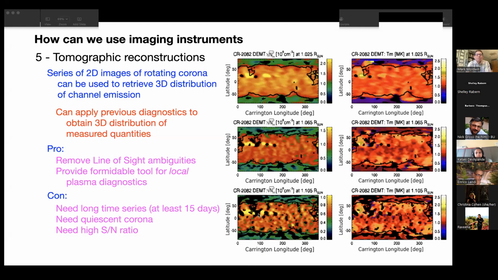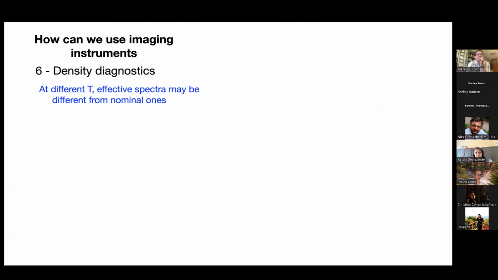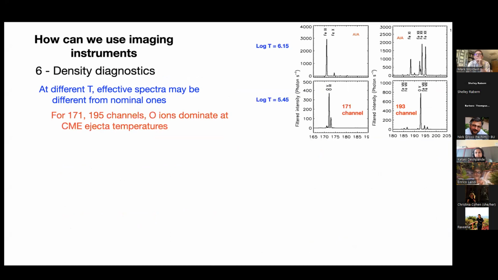And now the last of the diagnostic techniques: you can even measure densities in some cases. And you do that capitalizing on the fact that different temperature spectra look different as seen by the instrument. And what I'm going to say now can be done for CME ejecta. This is because CME ejecta, especially the erupting prominence, gets heated to temperatures around a few 100,000 Kelvin.